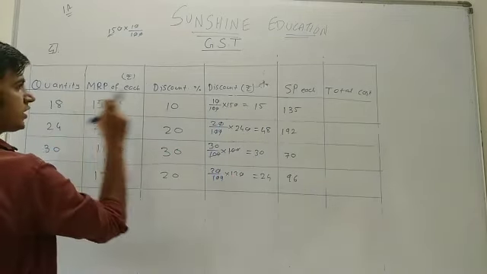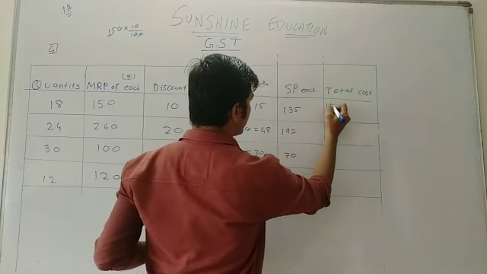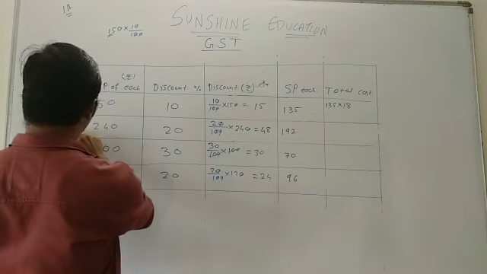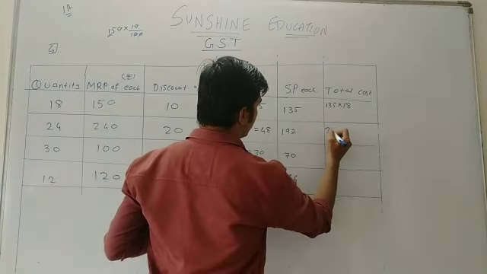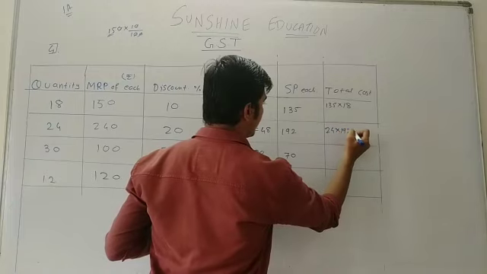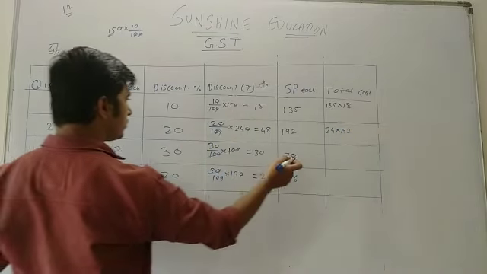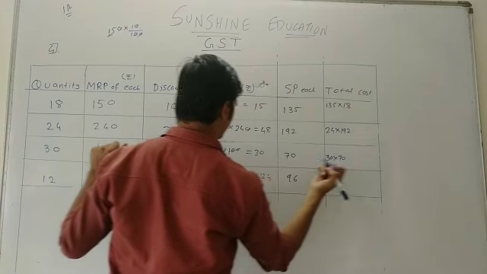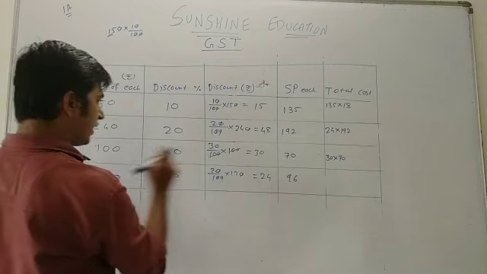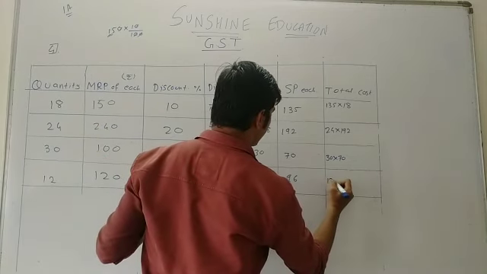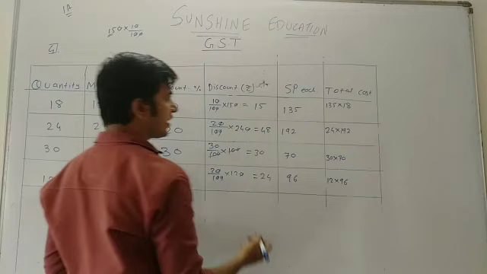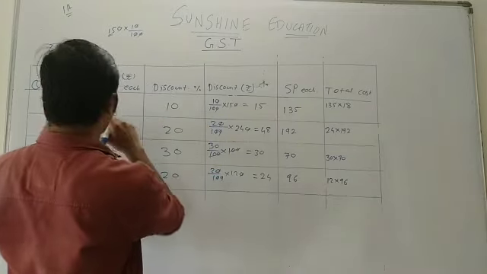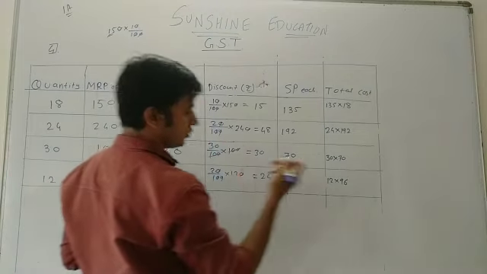So 18 multiplied by 135. Second one will be 24 into 192. Then 30 into 70. And the last one is 12 multiplied by 96. You can easily get the total cost by multiplying the quantity and the discounted value. So we will multiply now.